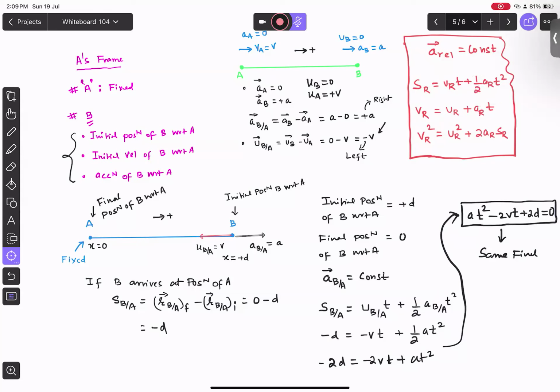For example, I'm sitting in the frame of A observing B, and I find the acceleration of B with respect to A constant. So I'm writing S equals ut plus half at squared. But the displacement is the displacement of B with respect to A. The initial velocity is the initial velocity of B with respect to A. The acceleration is the acceleration of B with respect to A. I hope this is clear. Clear now?